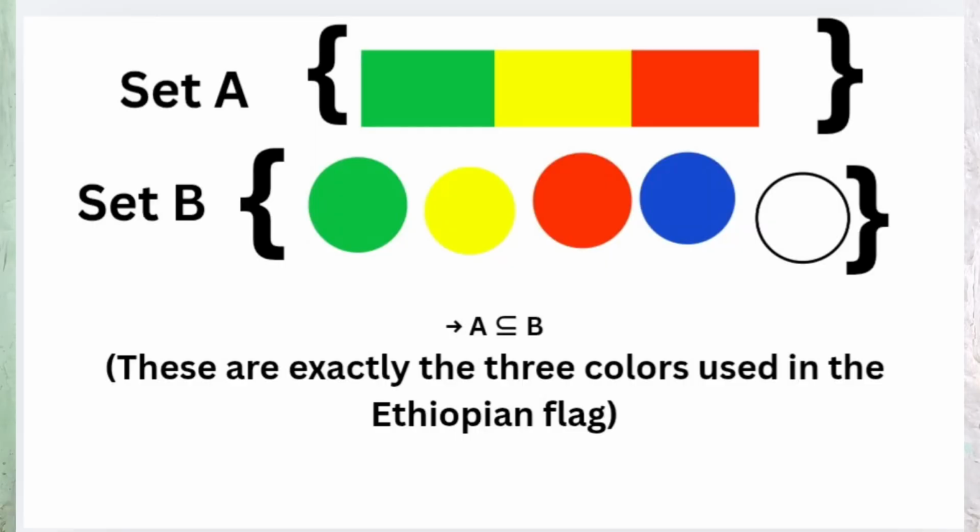Example 4, colors of the Ethiopian flag. Set A: green, yellow, red. Set B: green, yellow, red, blue, and white. A is a subset of B because these are exactly the three colors used in the Ethiopian flag.